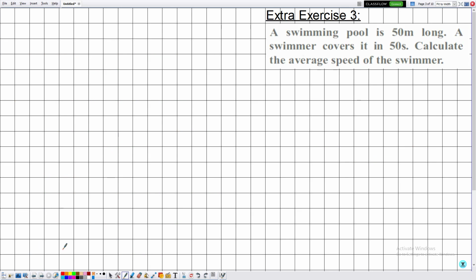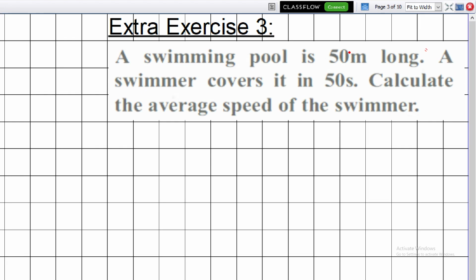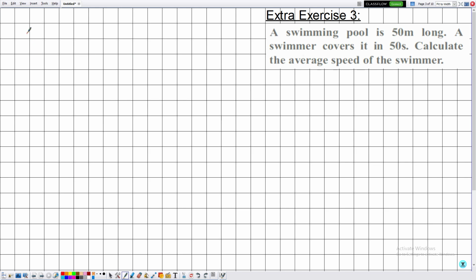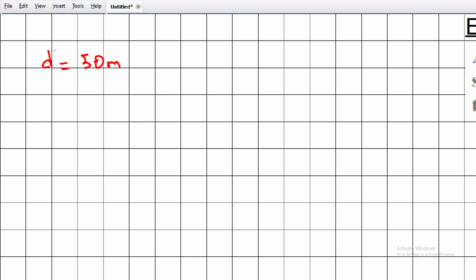Now let's move to extra exercise number 3. They are telling me a swimming pool is 50 meters long. So what does 50 meters represent? Always physical quantities are referred. In order to determine what this physical quantity represents, we refer to its unit. So this holds the unit m, which stands for meters, and we know that the meter is the unit of distance. So we have that the distance d is equal to 50 meters, already expressed in the SI.